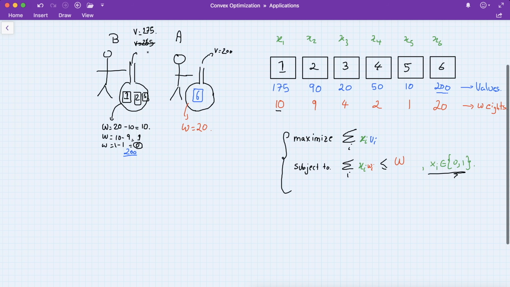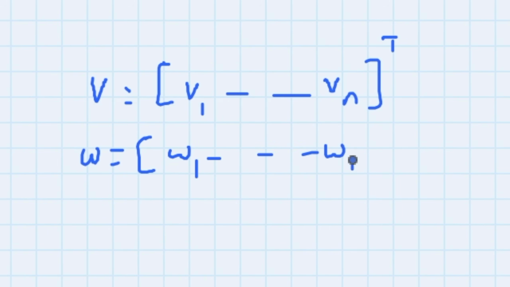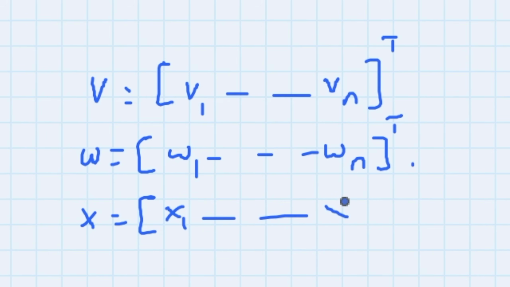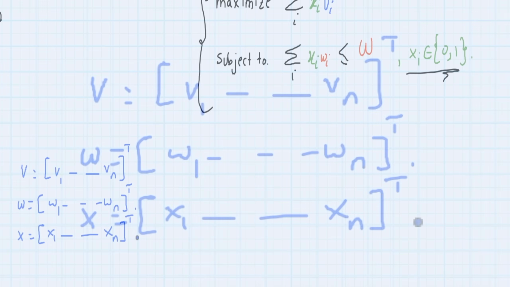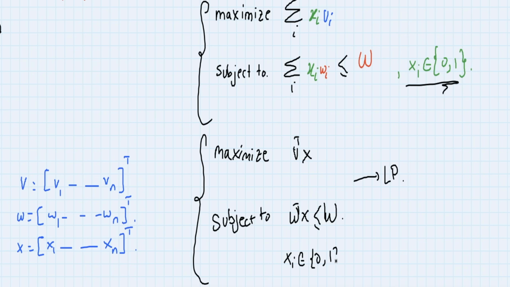So if I define a vector v of values, v1 down to vn transpose, and a vector of weights, w1 down to wn transpose, and a vector of decision variables, x1 down to xn transpose, then the problem looks like this. So you'd want to maximize v transpose x subject to one inequality constraint, which is w transpose x less than W. This problem as such is an LP, which is convex. However, if I come and add the constraint that xi falls in 0 and 1, it's not convex.